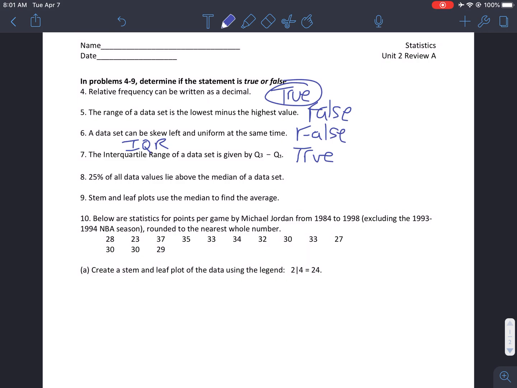25% of all data values lie above the median of a data set. False. That should be 50%. 50% of the data values are above the median. Stem and leaf plots use the median to find the average. False.